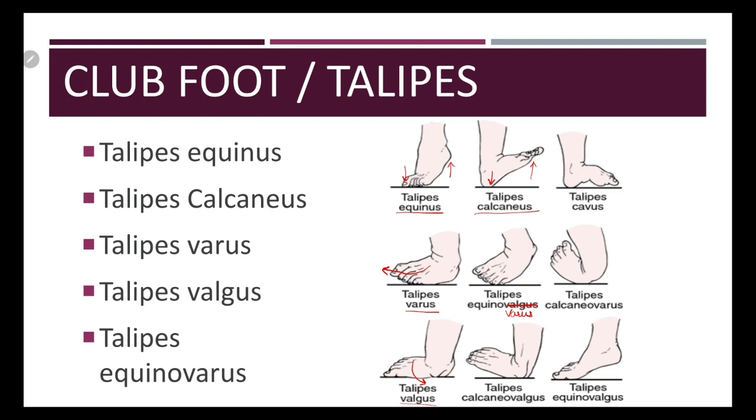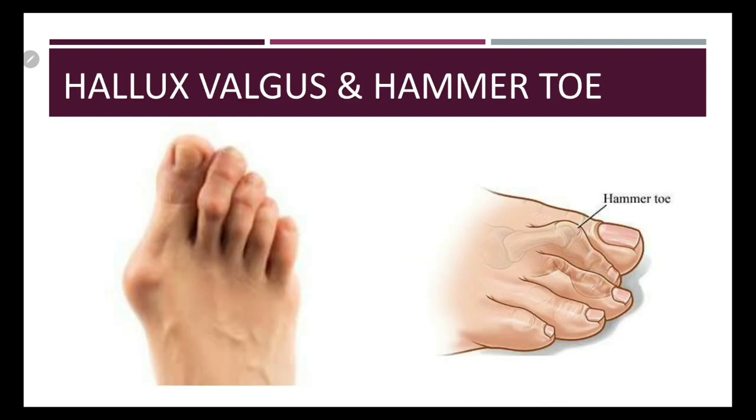Moving on to hallux valgus and hammer toe. Hallux valgus. In this condition, the big toe is deviated laterally at the metatarsophalangeal joint. It usually occurs due to constant wearing of pointed shoes with high heels. The head of the first metatarsal bone becomes prominent and rubs on the shoe, and this leads to the formation of a protective adventitious bursa called bunion on the medial side of the big toe.